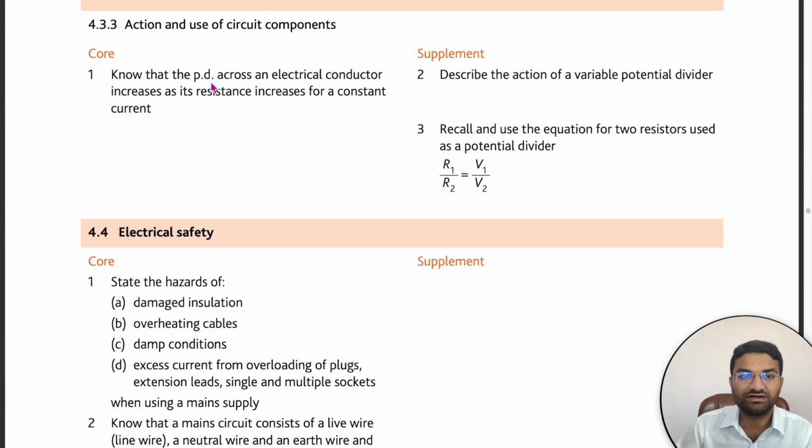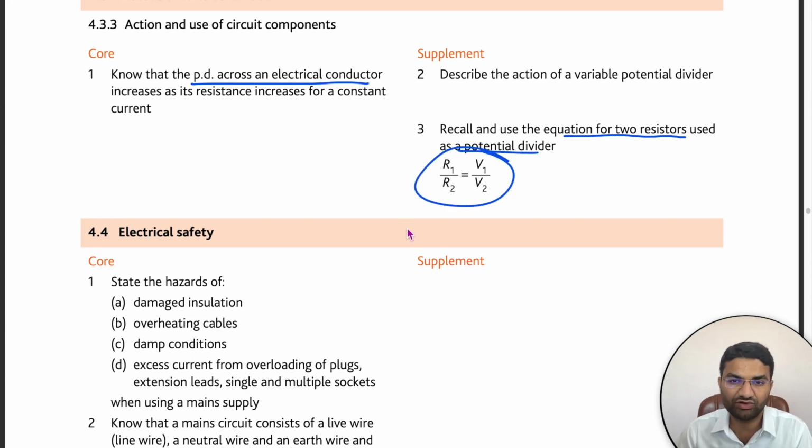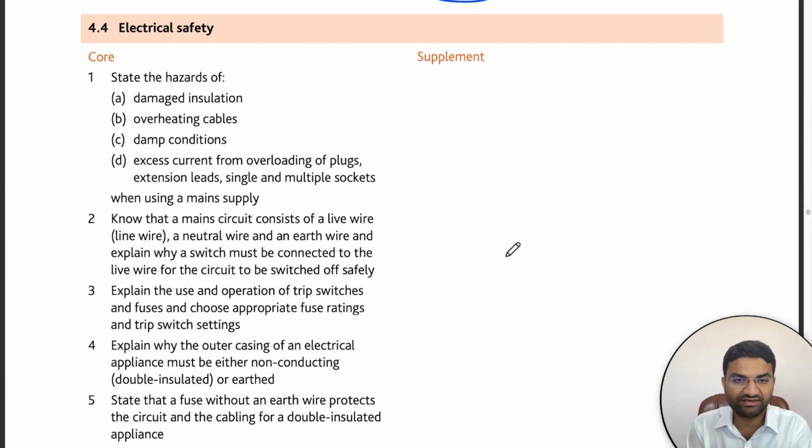Then next, the potential difference across an electric conductor increases as its resistance increases. So for an extended student, the equation for two resistors and the potential divider is here: R1 upon R2 is equal to V1 upon V2. And for both core as well as extended students, electrical safety measures.